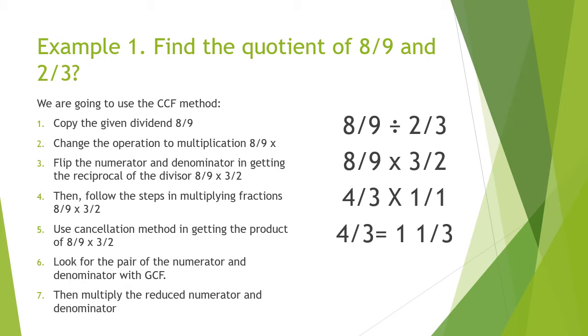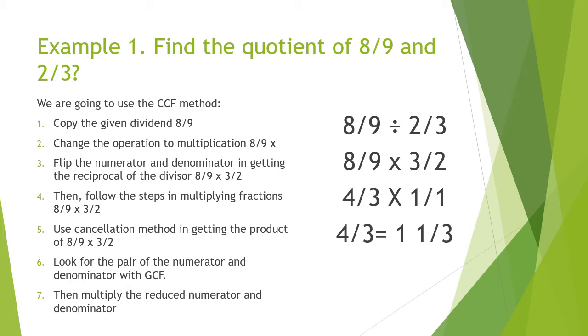Let's try the following example. Example number 1. Find the quotient of 8/9 and 2/3. We are going to use the CCF method, or copy, change, flip. First, copy the given dividend 8/9. Change the operation to multiplication. 8/9 times, flip the numerator and denominator of the divisor. 8/9 times 3/2.